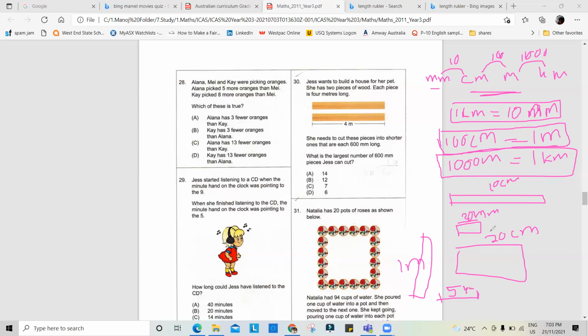That means smaller lengths you measure in millimeters. A little bit bigger one you measure in centimeters. Some like your height or your brother's height, it may be 1 meter, right? And if you measure a long distance, you have to go by car, then you measure in kilometers, right?